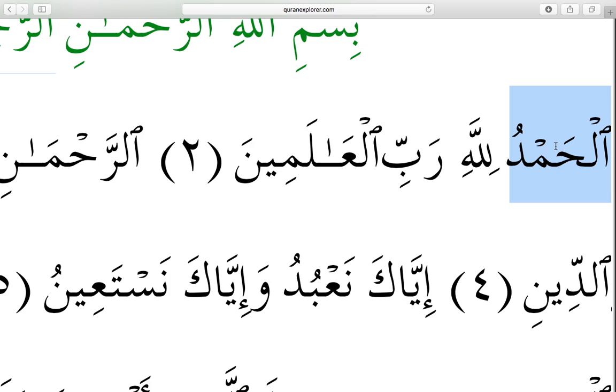This word is alhamdu. The letters are alif, lam, ha, mim, dal. Lillahi. The letters are lam, lam, ha. The word is rab: ra and ba. The word is al-alameen. The letters are alif, lam, ain, lam, mim, ya, nun.